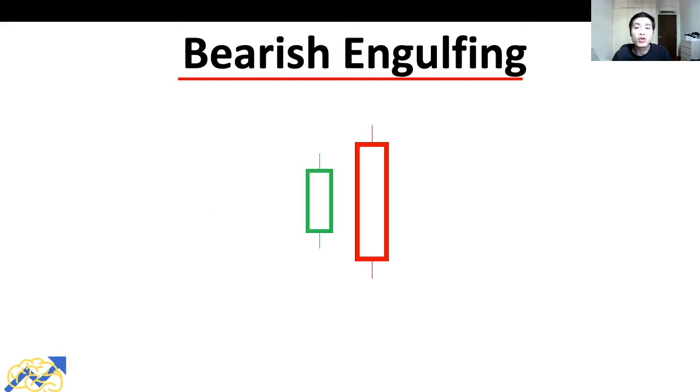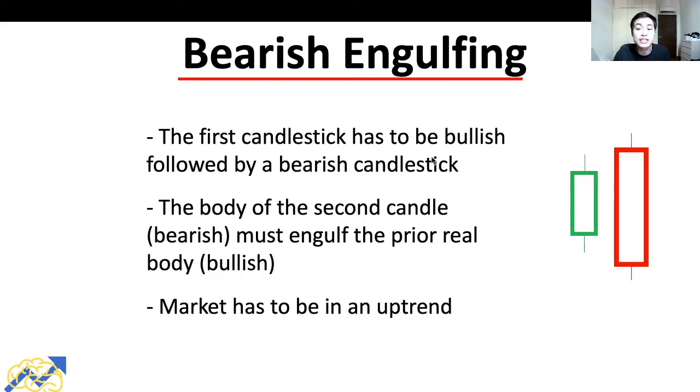The opposite of a bullish engulfing pattern is the bearish engulfing pattern. Similar to the bullish engulfing pattern, the bearish engulfing pattern has two candlesticks. But unlike the bullish engulfing pattern, the first candlestick in a bearish engulfing pattern is a bullish candlestick and the second candlestick is a bearish candlestick. And the body of the bearish candlestick must be larger than the body of the bullish candlestick. So the first candlestick has to be bullish and then the second candlestick has to be a bearish candlestick. And the body of the bearish candlestick must engulf the body of the bullish candlestick.